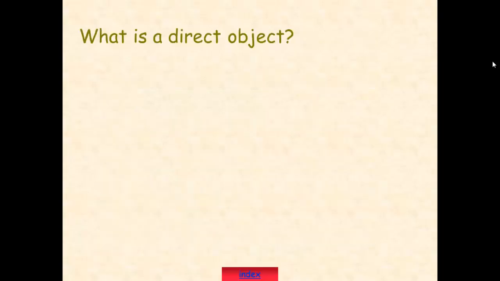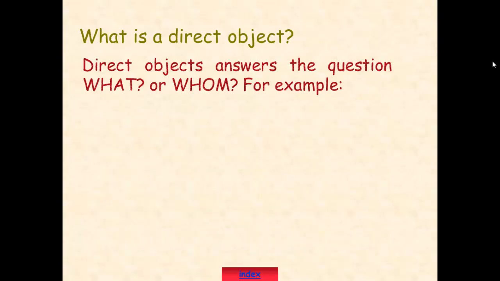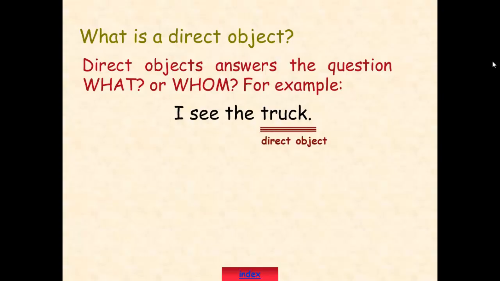So here we go. So what is a direct object? First of all, direct objects answer the question what or whom in a sentence. For example, if I say, I see the truck, I is my subject, see is my verb, and the truck is actually my direct object. It answers the question, what do I see? So I see the truck. It is what is receiving the action.